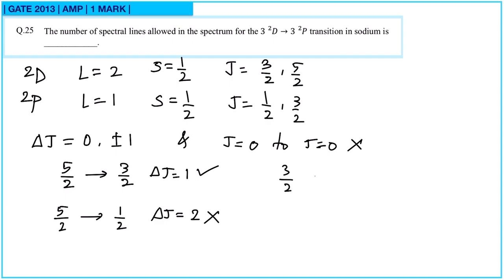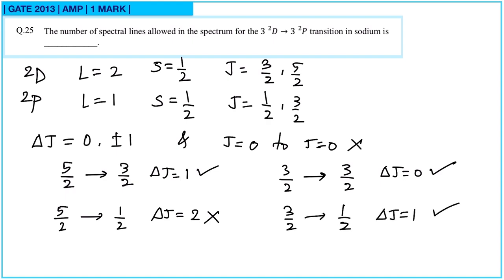Next start with 3 by 2. So 3 by 2 to 3 by 2. Here delta J is equal to 0, so it is allowed. And 3 by 2 to 1 by 2. Here delta J is equal to 1, so it is also allowed. So the number of spectral lines will be 3.